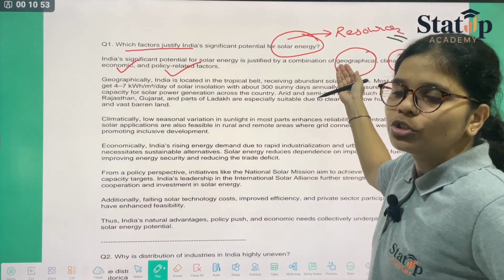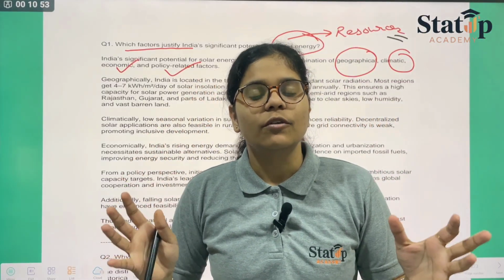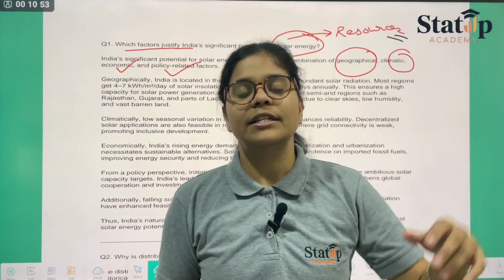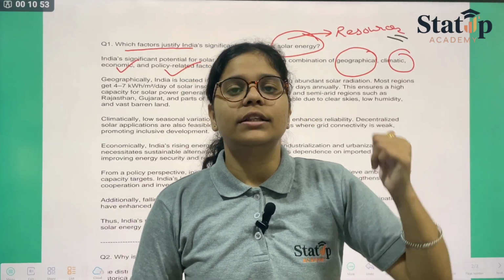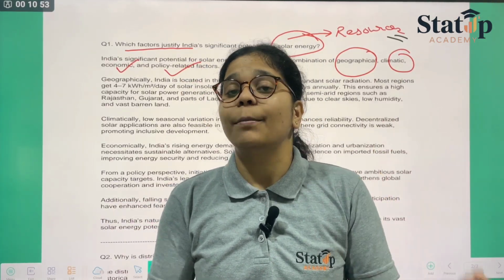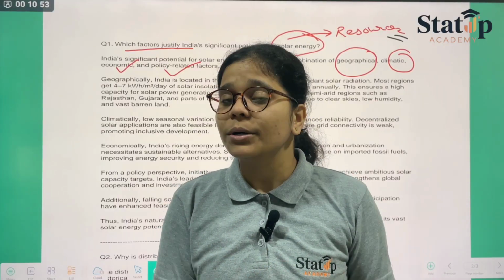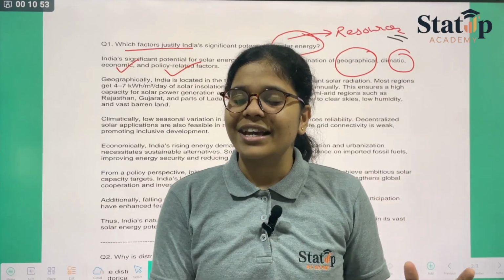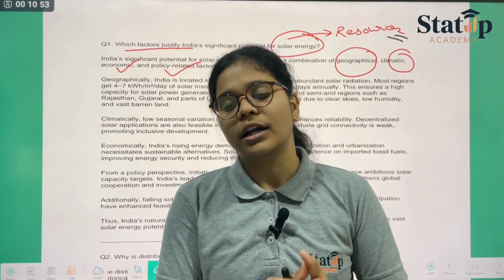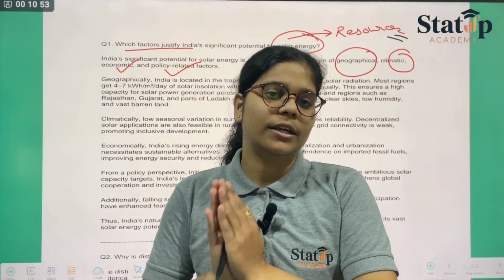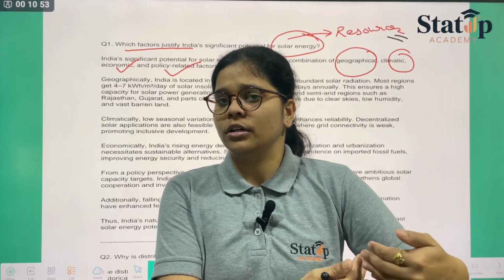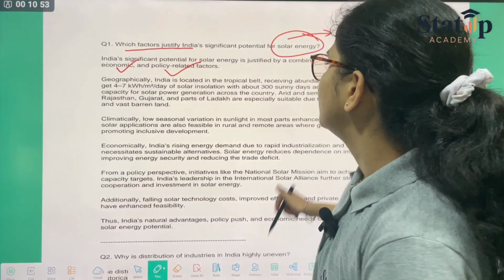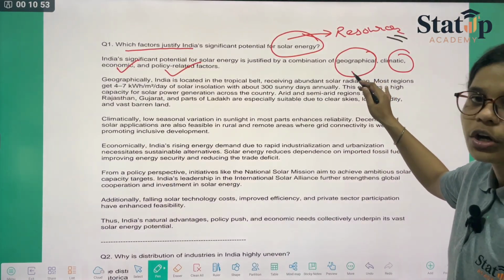When we talk about geography, obviously the industry would be set up where there is a large amount of resources available. Since we are talking about solar energy, it needs to be set up in a place where a huge amount of the sun's rays or radiation is available. Only that place could be chosen for conversion of energy. That is what we mean by geographical features.